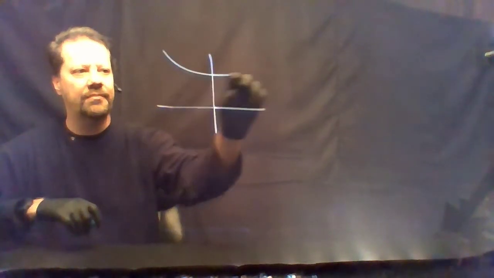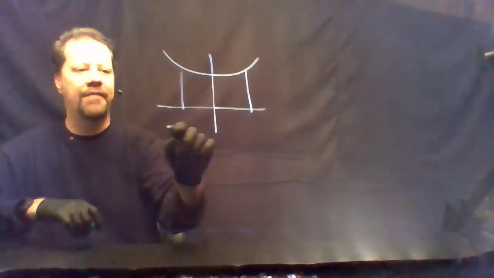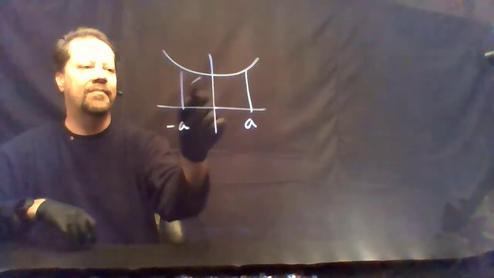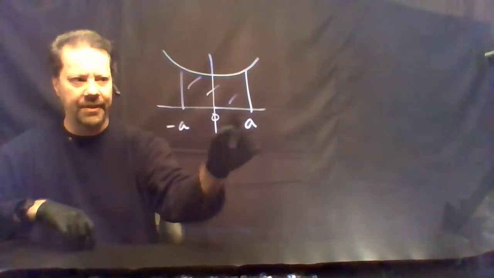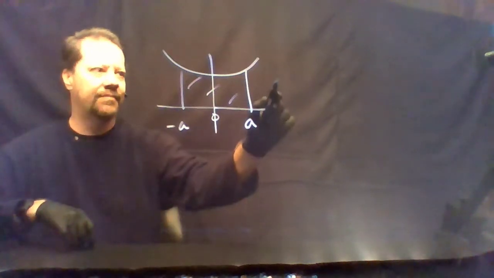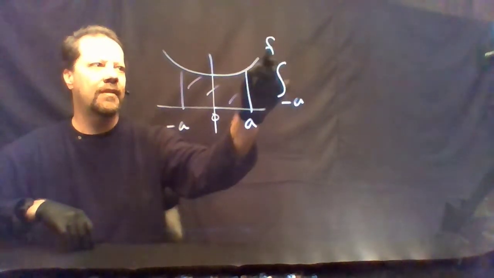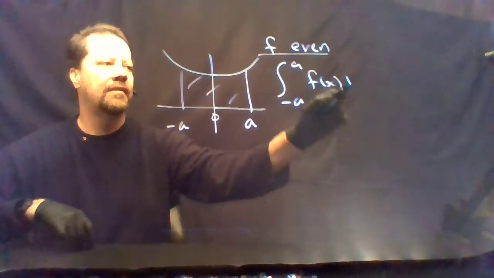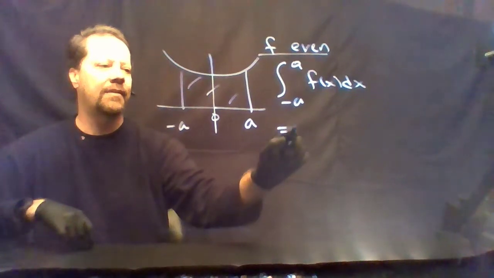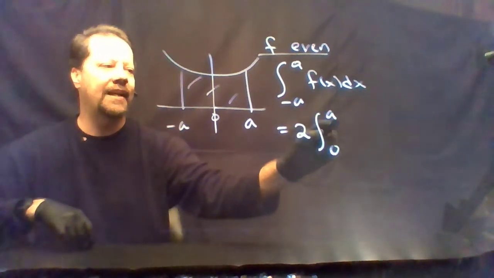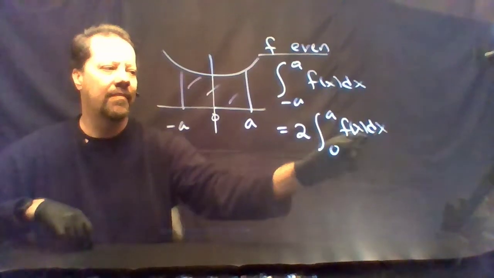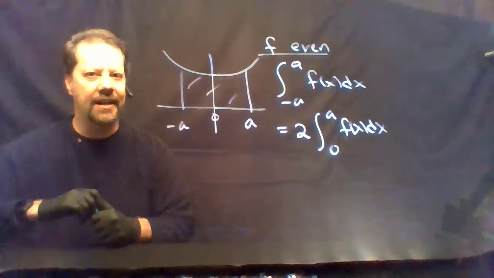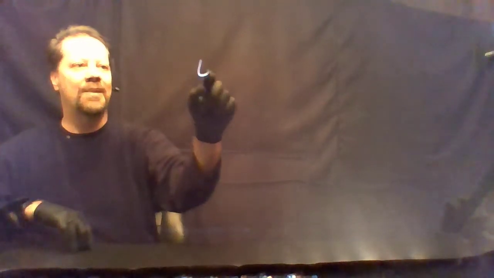Things are not quite as simple for even functions, but almost. There are some advantages you can take. For an even function, if you're integrating from negative a to a, you may as well integrate from 0 to a and multiply by 2. So if f is even, you may as well do the following. Do twice the integral from 0 to a. There are going to be certain advantages to that. Let's do the simplest possible example.